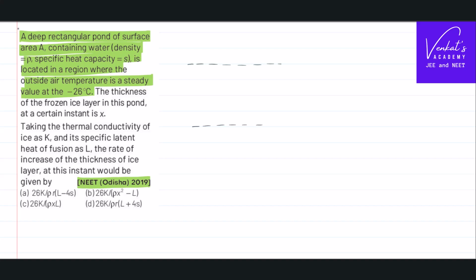This is the surface of a lake, a deep rectangular pond. I am drawing a rectangular pond for your convenience. This rectangular pond has a surface area A containing water of density rho, specific heat S, located in a region where the outside temperature is minus 26 degrees centigrade.